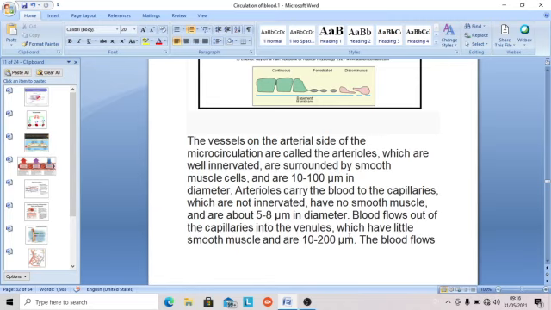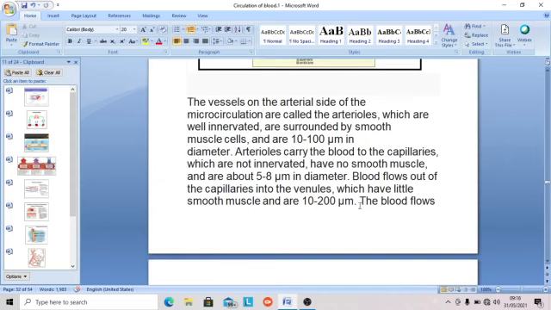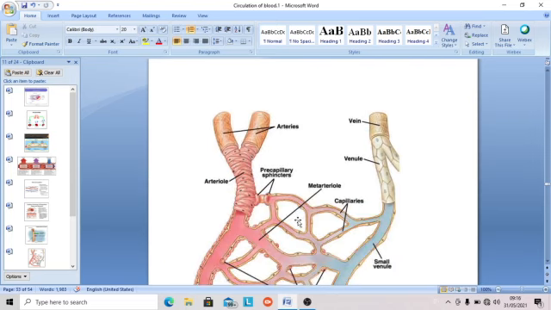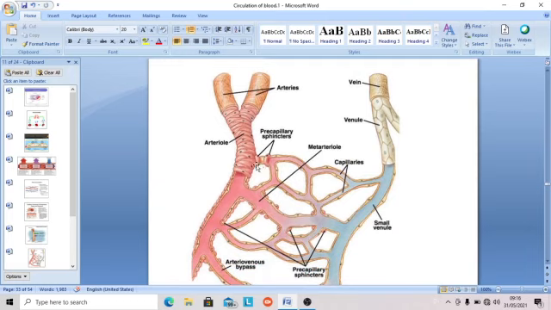Blood flows out of the capillary into the venules, which have little smooth muscle and are 10 to 200 micron. Venule size is 10 to 200, arteriole size is 10 to 100 micron. So blood flows from the venules into the veins. Meta-arterioles connect the arterioles and capillaries. A tributary to the venule is known as the thoroughfare channel. I showed you, this is a thoroughfare channel, and these are precapillary sphincters. These are the meta-arterioles, because you have these precapillary sphincters.